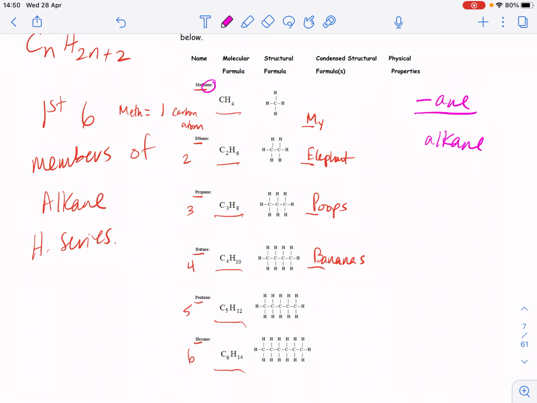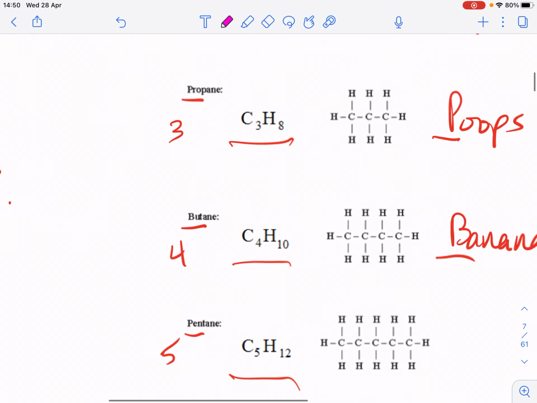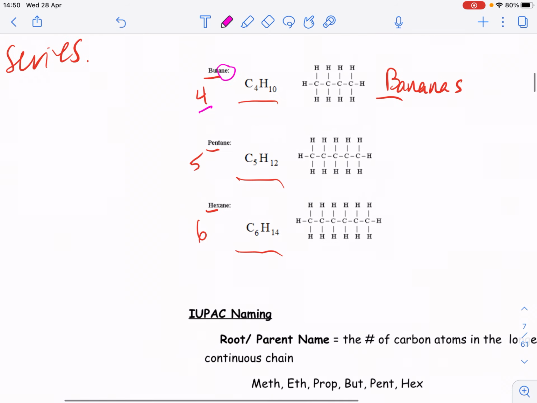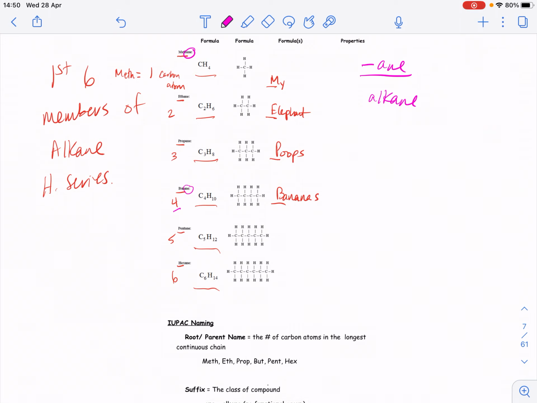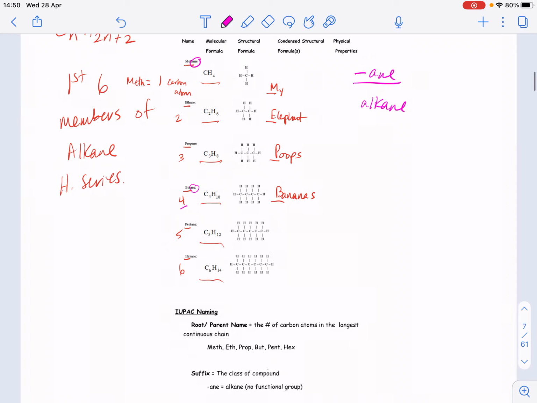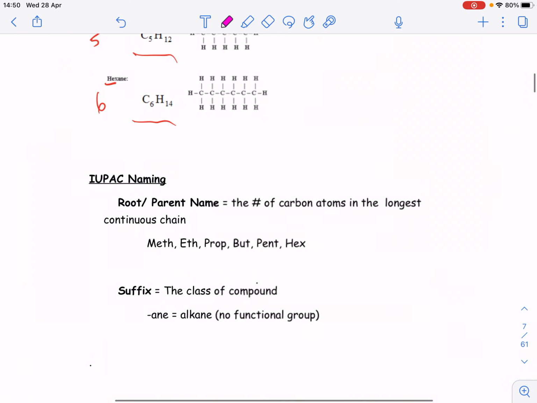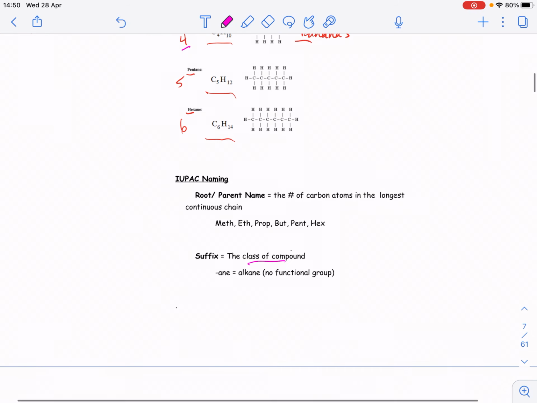If I see butane, I know that I have a 4 carbon molecule that is an alkane, so there's only C's and H's, single bonded. Okay? So that's the first thing to address about naming. You're going to see the main root of the name, and it's going to have an ending. The root tells you the number of carbons in the main chain, and the ending tells you what kind of molecule, what class of compound we're dealing with.